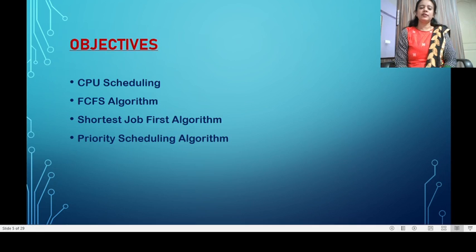In CPU scheduling there are two types. We learn those two types as preemptive scheduling and non-preemptive scheduling, and CPU scheduling algorithms. In that, today we will discuss first come first serve algorithm, shortest job first algorithm and priority scheduling algorithm.